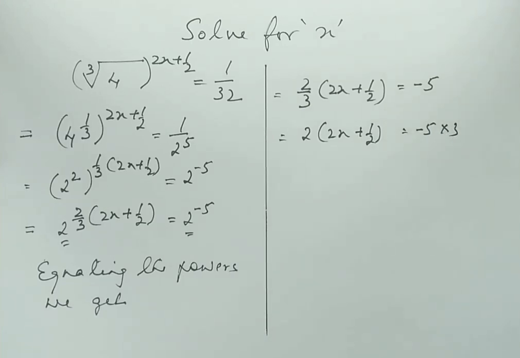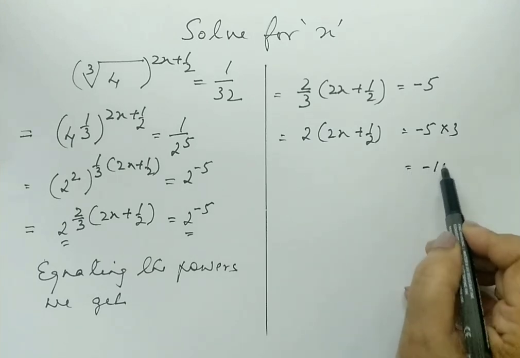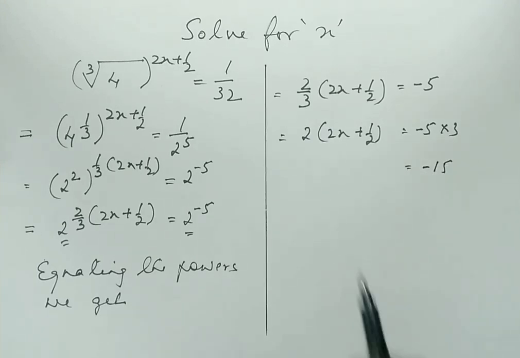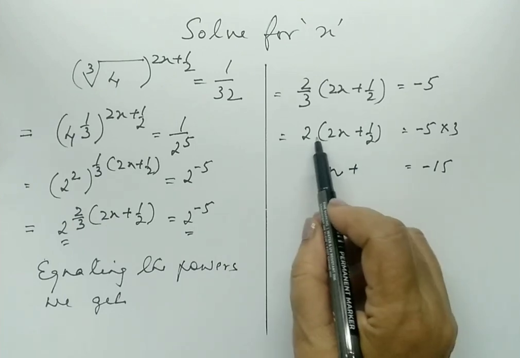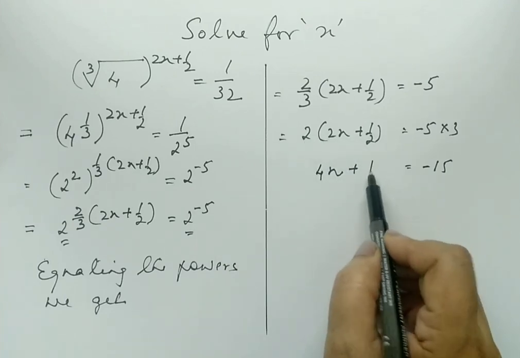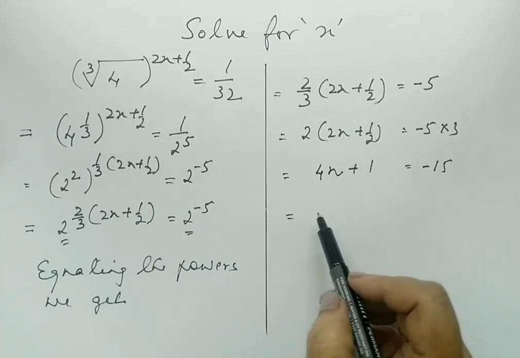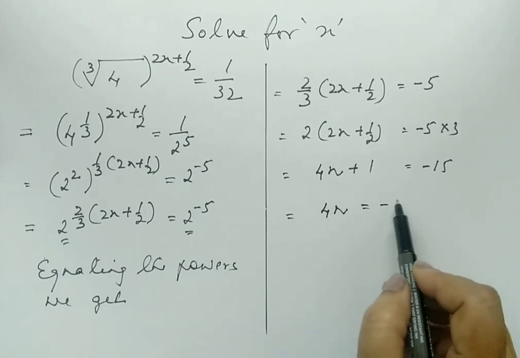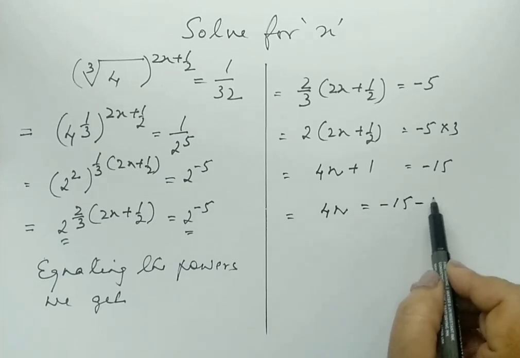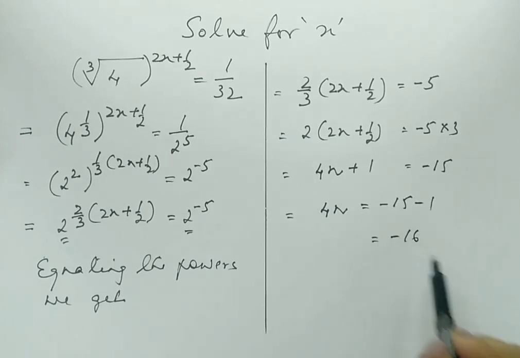Alright, clear? So this side we have minus 15. Here this multiplied by this is 4x. 2 multiplied by half, 2 gets cancelled. We have this. Next, 4x equals minus 15 minus 1. Altogether we have minus 16.